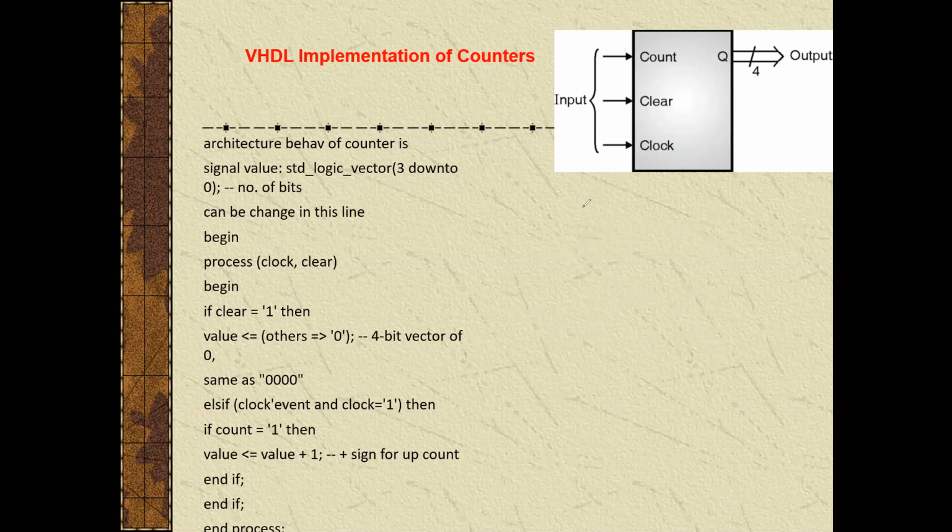For that, the signal value should be assigned, because this is a 4-bit counter. So the value will take 3 down to 0. How do we mention it? By using the predefined word signal value, and that can be changed. These values can be changed with the number of lines we are going to use.